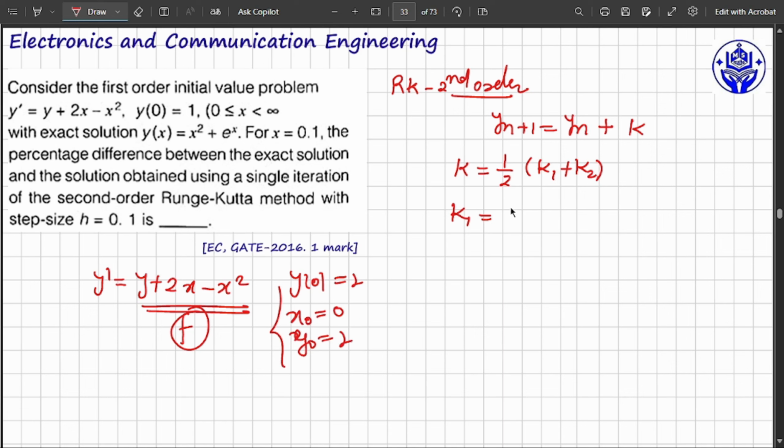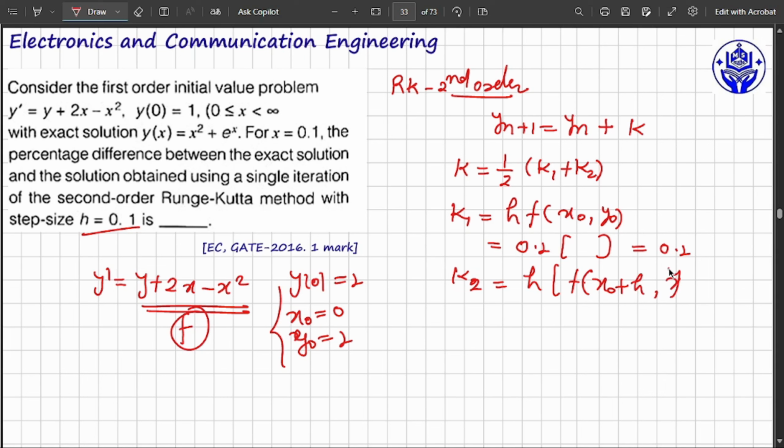So my k1 is equal to h into f of x0, y0. What is h here? h is given as 0.1. If I put these values 0 and 1 in this function, then I will get k1 as 0.1. Similarly, what is k2? k2 is nothing but h into f of x0 plus h and y0 plus k1. If I put all these values from the given data, then it will be 0.129.